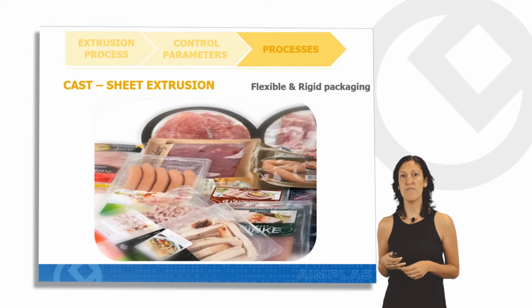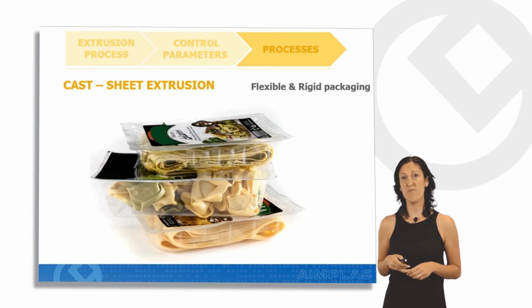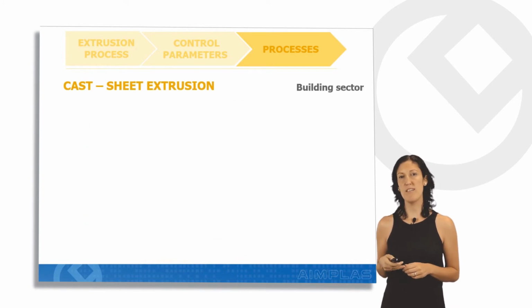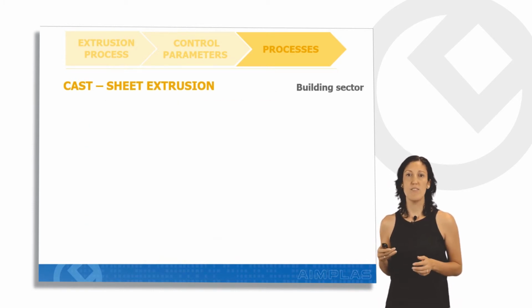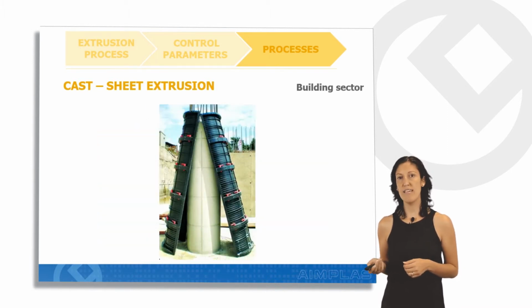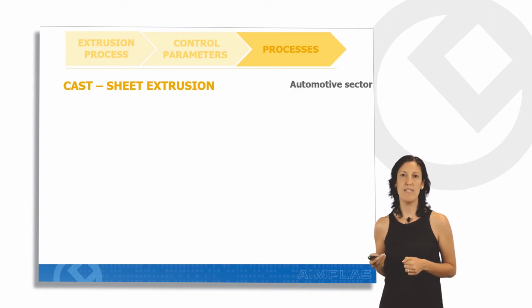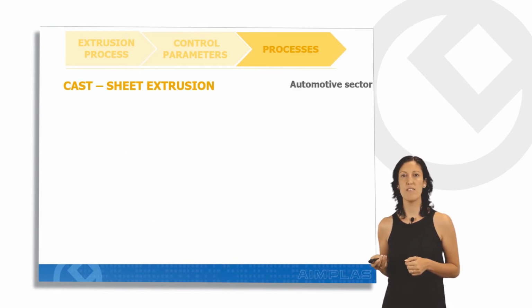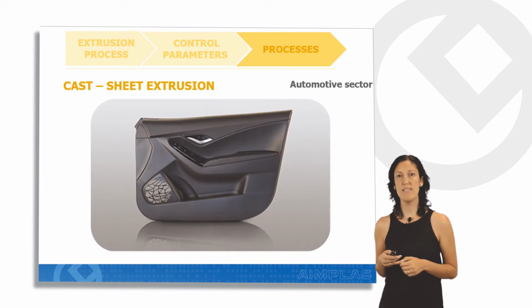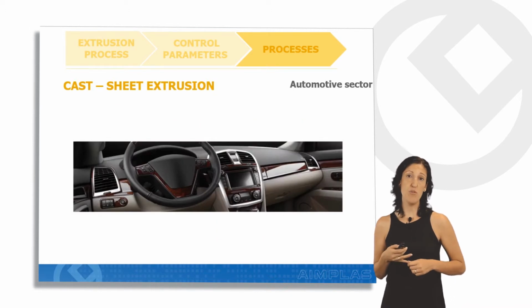products of different sectors. In the packaging sector, for example, for lidding, modified atmosphere packs, vacuum sealed packs, trays, blisters. In the building or construction sector, geomembranes, formworks, and shower trays. And in the automotive sector, door panels and car roofs.